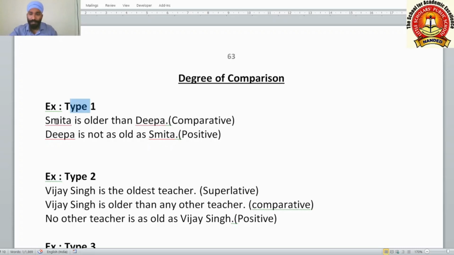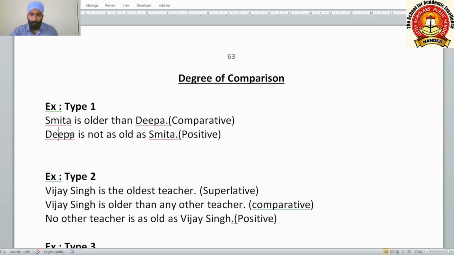Type 1. Smita is older than Deepa. Here the second form means old, older and oldest. The second form of the adjective shows the comparative degree. After the second form of the adjective we use than. So, older than Deepa. Here Deepa and Smita, these two people are compared with each other. So in type 1 this thing happens: two things are compared with each other.